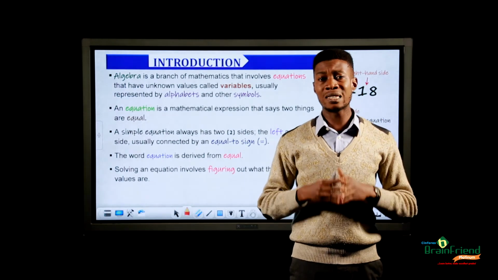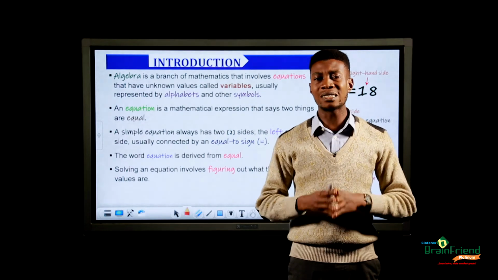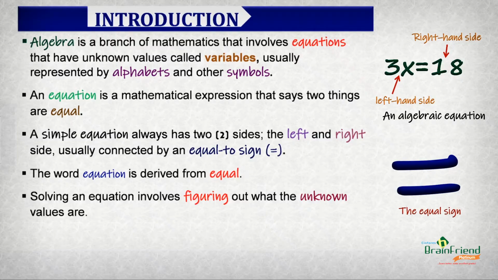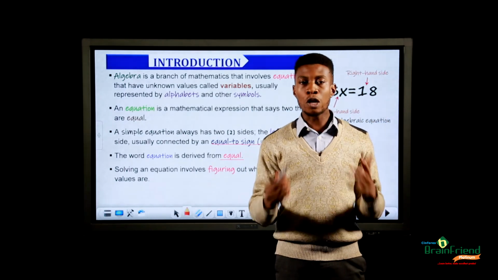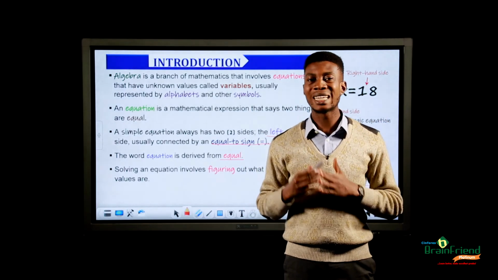An equation is simply a mathematical statement that says two things are equal. Usually, an equation has a left side and a right side, and these two sides are connected by an equal to sign. The word equation is derived from equal. Of course, we have our equality sign here. Solving an equation simply means figuring out what the unknown is.